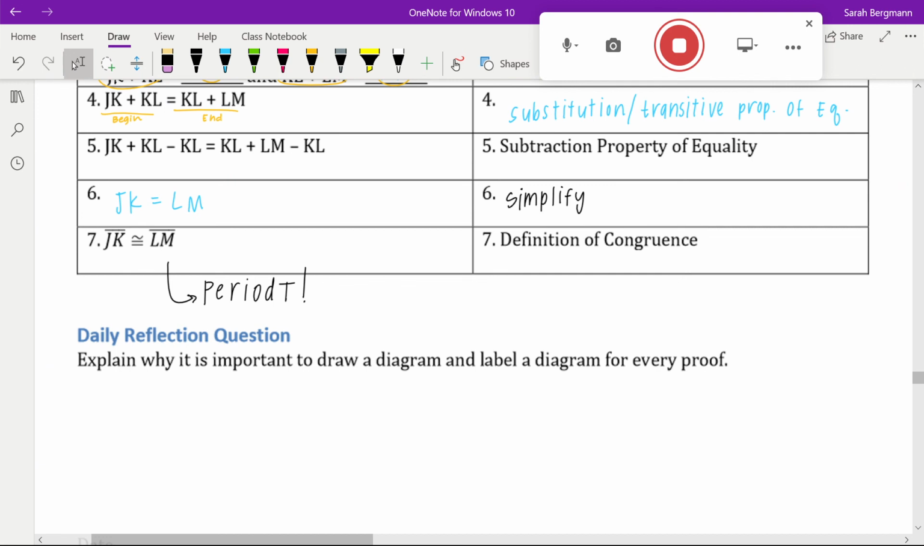Finally, answer this reflection question, please. Explain why it's important to draw a diagram and label a diagram for every proof.